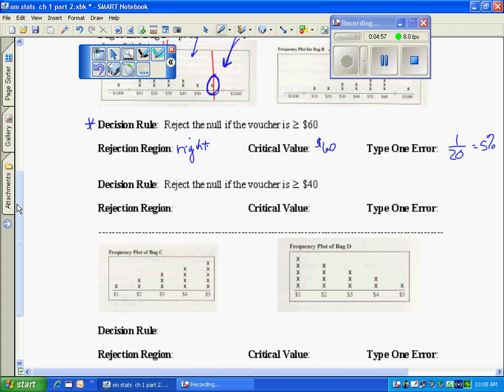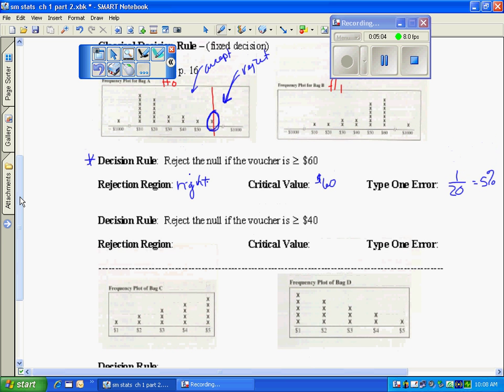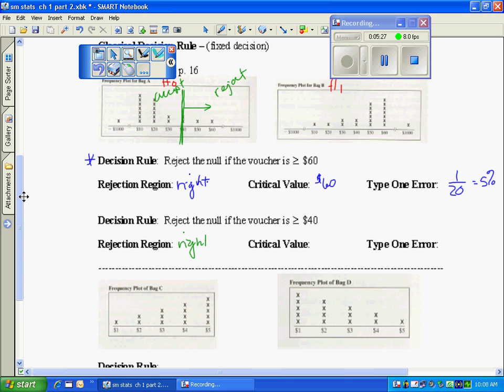Same bags, now I'm looking at a $40 voucher. The $40 voucher is located right here. If I get anything $40 or on this side, I'm going to reject. This is where I accept that it is my null. So again, my rejection region is on the right. The critical value is the $40 voucher.